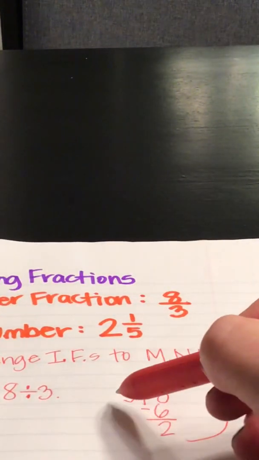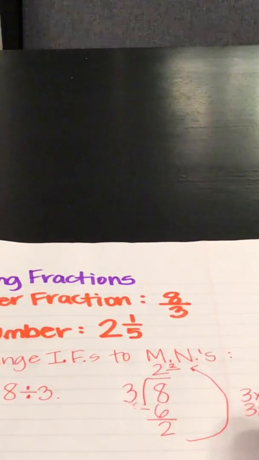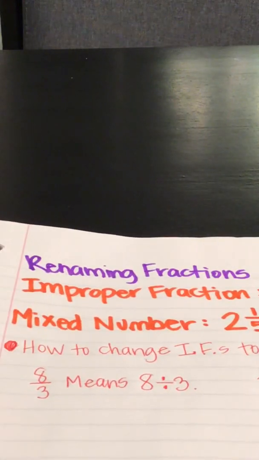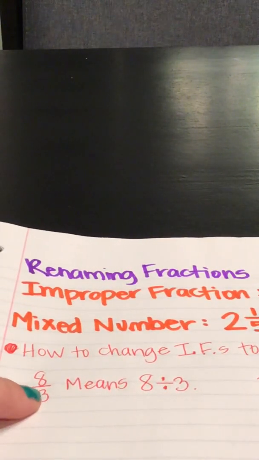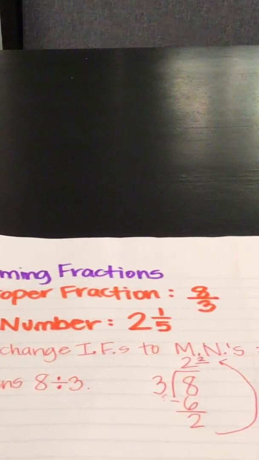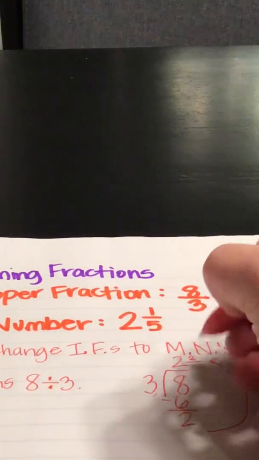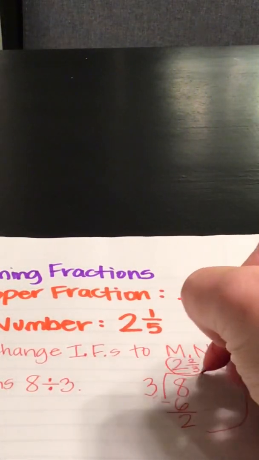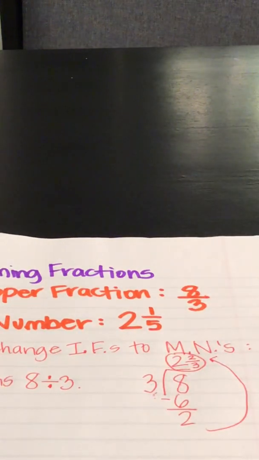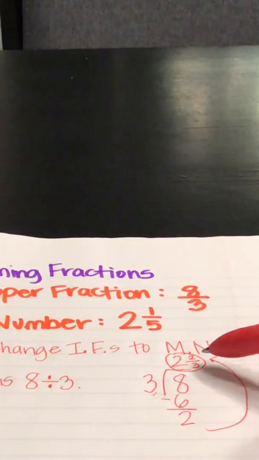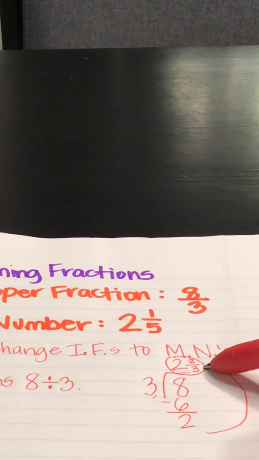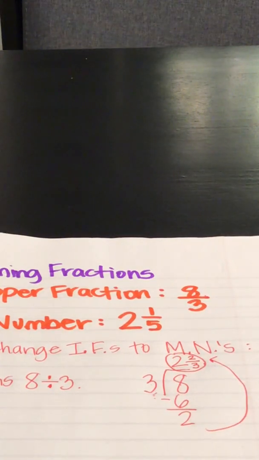You put this remainder at the top of your fraction bar. What goes on the bottom? What is the number you were dividing by? What was on the bottom over here when we started with 8/3? It was 3. So 3 stays on the bottom. So 8/3 is equal to 2 2/3. Now let's go on to another one.